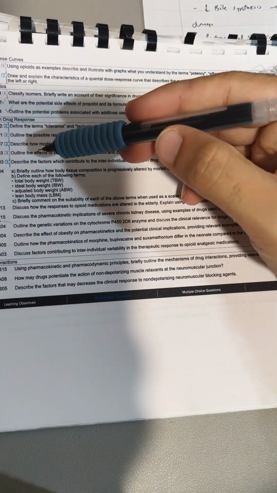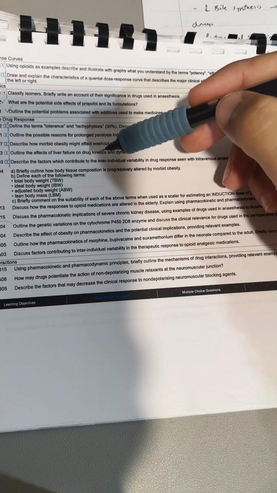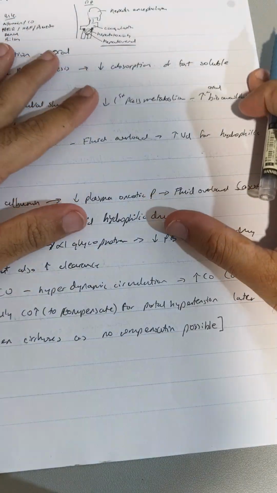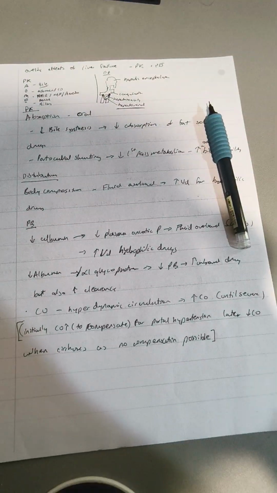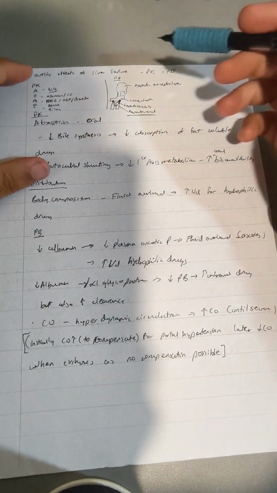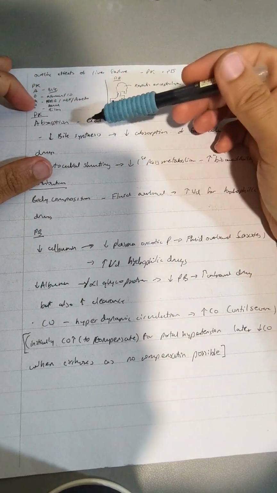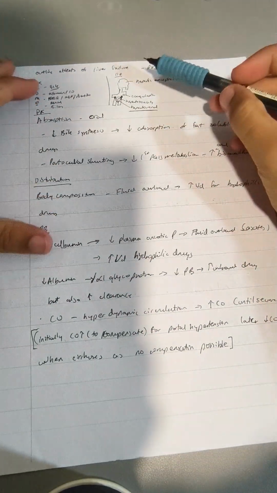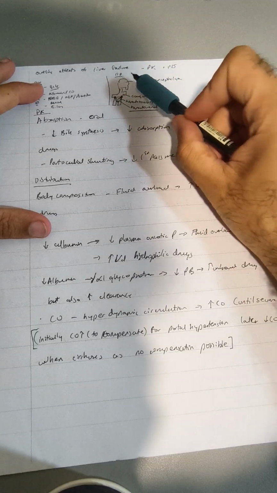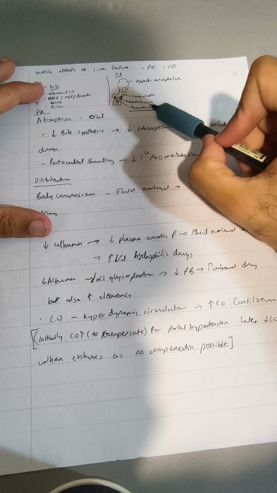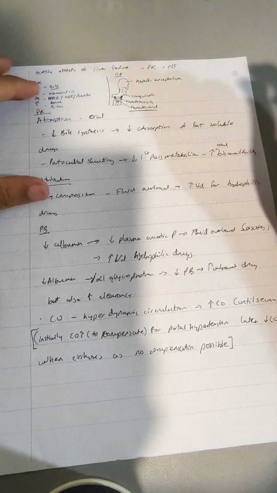Alright, our first question is: outline the effects of liver failure on drug kinetics and dynamics. So basically, our structure would be PK, which is the ADME, and then PD, which is specific to the liver. And I'll just have a summary diagram here: hepatic encephalopathy, coagulopathy, hepatotoxicity, and hepatorenal syndrome.